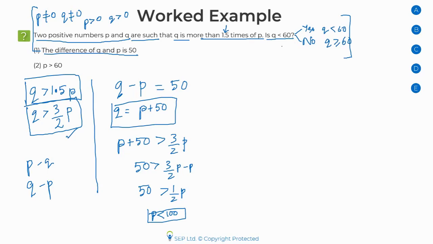Right? This is the confusion that some of you will have. How to avoid this confusion? You just need to take two cases. So if P is less than 100, can I take P equal to 90? For example, I can. Right? So Q is more than 3 by 2 times of 90. Right? So 2 into 45. Q is more than 135. Is Q less than 60?